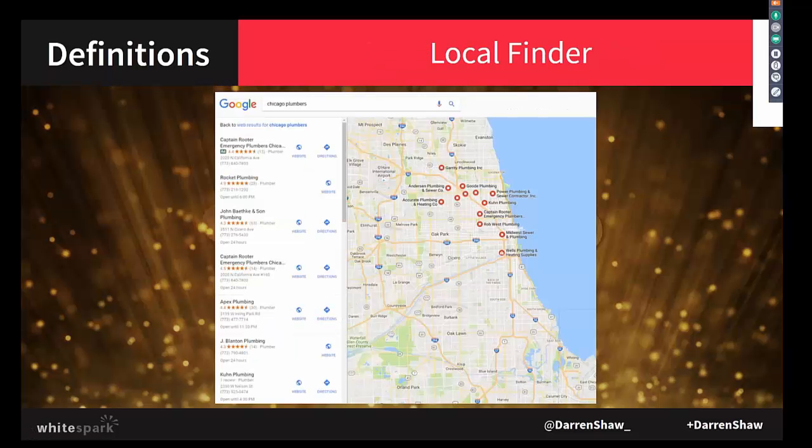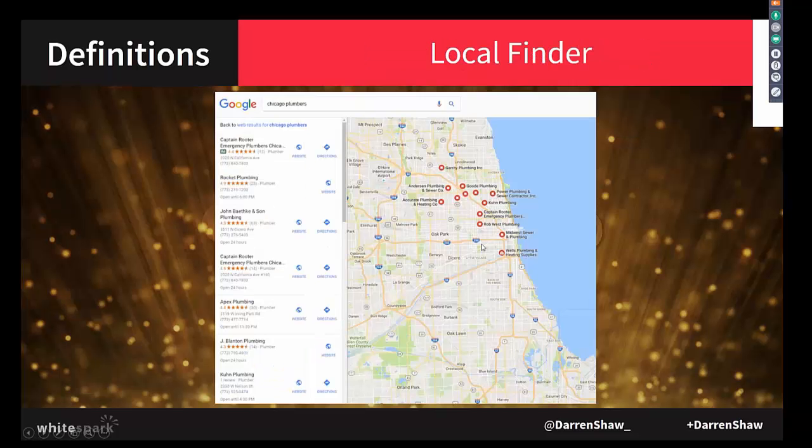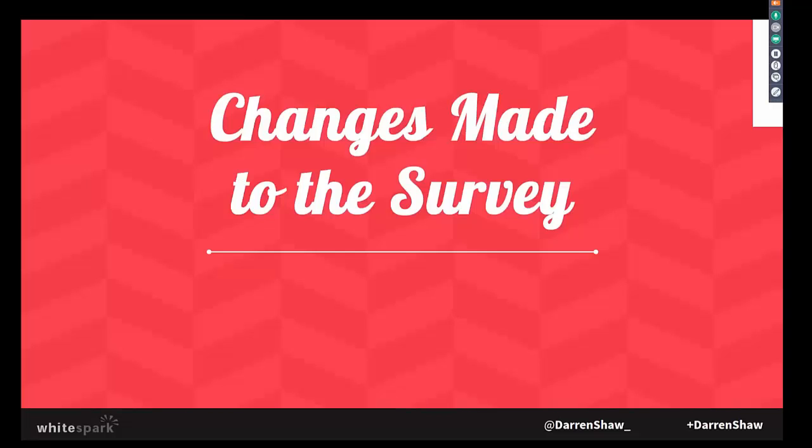This thing is called the local finder. So the way you get to that is, if I go back to this view here, see it at the bottom here, more places. When you click more places, you end up on the local finder. So the local finder will list all the other businesses. The local pack only shows 3. In the local finder, you can scroll through to see all the other businesses that are in the area. So those are some definitions. Hopefully that clears up some of the stuff on the naming of these things.